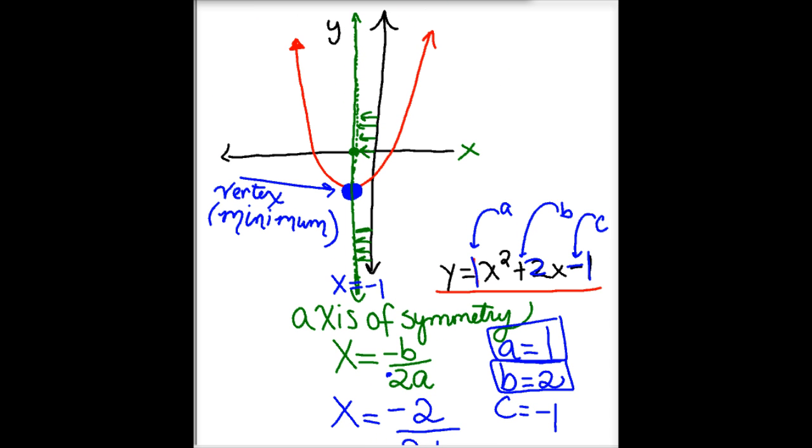What that means is 1 to the left, 1 to the left, 1 to the left. This line is where all the x's are negative 1.